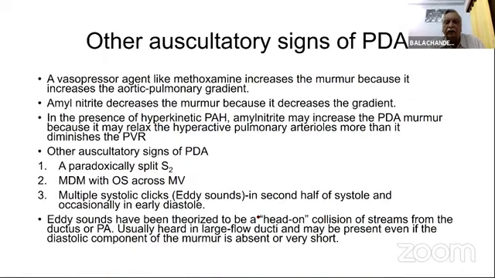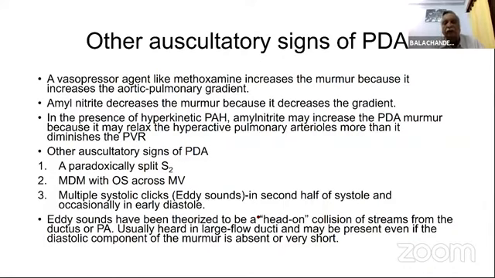The other auscultatory signs are there. These are all dynamic auscultations, which we hardly do for PDA. Amyl nitrate, we don't use. We don't use vasopressors. But occasionally, the paradoxically split S2, etc., can occur, and you can have an opening snap across. But these are very, very rare. So we don't have to remember this.